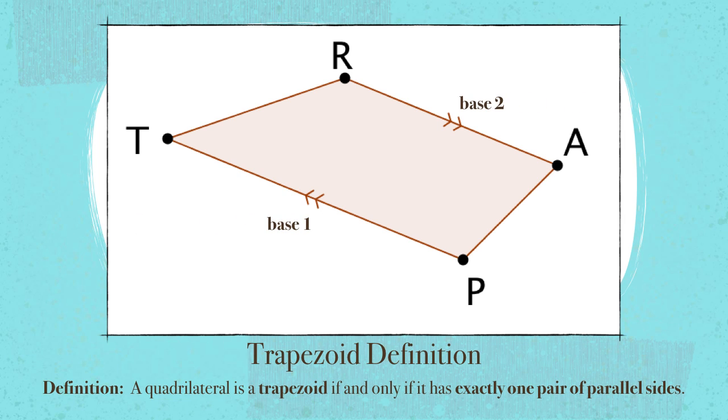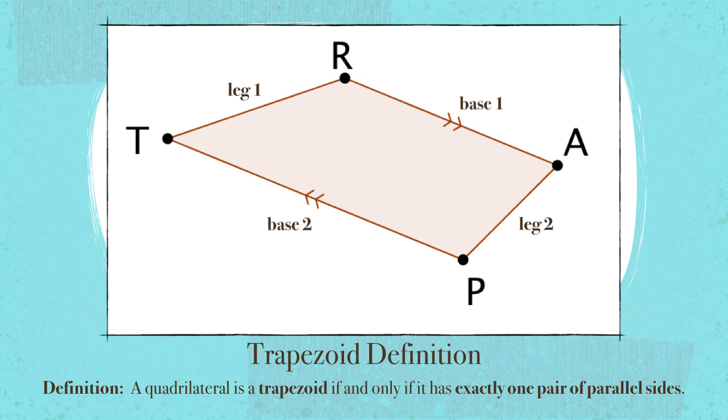It really doesn't matter which one you call base 1 or base 2. So for example, I could have switched them around and called one base 1, the other base 2. Doesn't really matter. The sides that are not bases are called legs. So we have leg 1 and leg 2. So that's our definition for trapezoid.